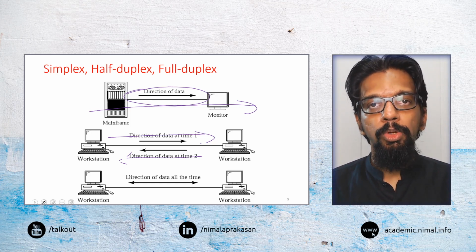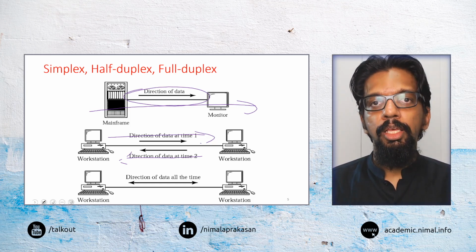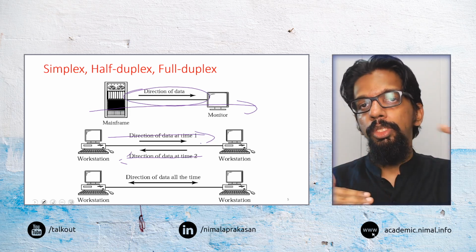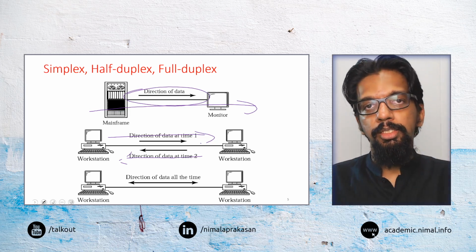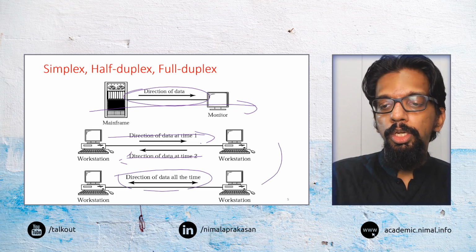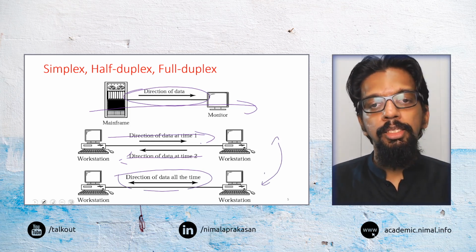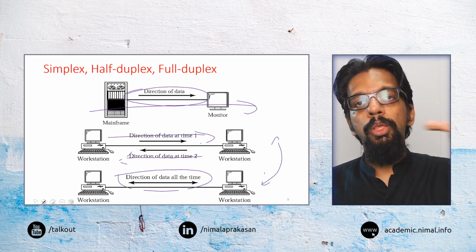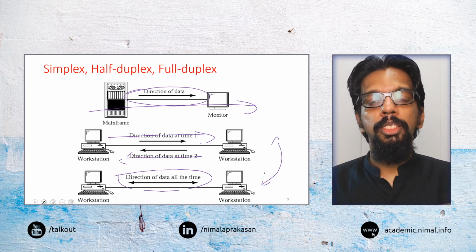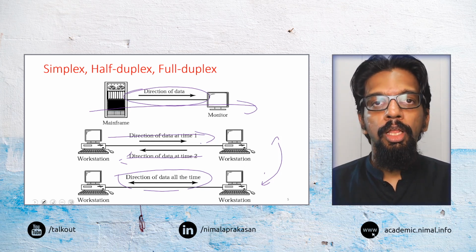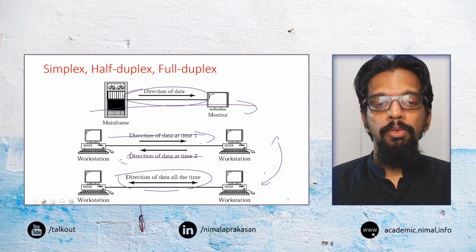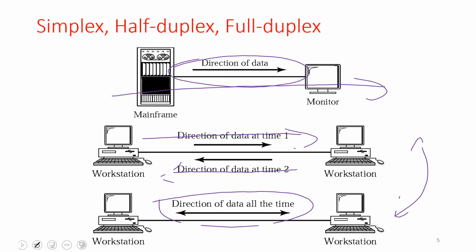Then the third approach is what is called full duplex. Here both the directions can communicate at the same time. So this can send at the same time, this can send, and likewise. So the main difference between half duplex and full duplex is that in half duplex only one direction can be accommodated at a particular point in time, but both directions can communicate using the same lines, whereas in full duplex we will be able to do that at the same time.